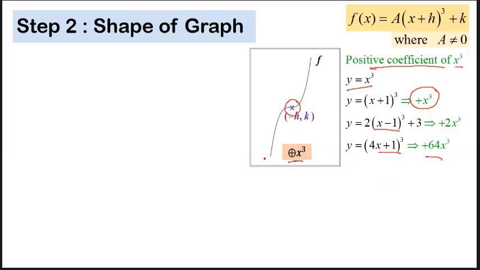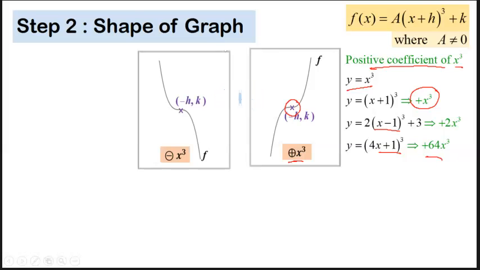Then next, continue. When I have the case of a negative coefficient for x power of 3, what will happen to the graph is that you find the shape of the graph will be as if it is flipped horizontally. And the shape that I have is like what is shown in this diagram here, for the case that the coefficient of x cubed is negative.